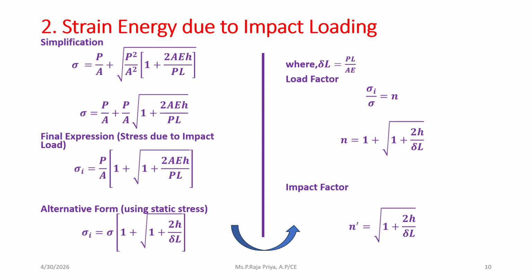Since it is impact loading, the stress due to impact loading is denoted by sigma I. In both terms P by A is common, so you can take it outside. So it will be 1 plus root of 1 plus 2AEh by PL. Then this P by A is already known as stress, so instead of P by A, we can write it as sigma. And delta L, we already know the formula, which is PL by AE.